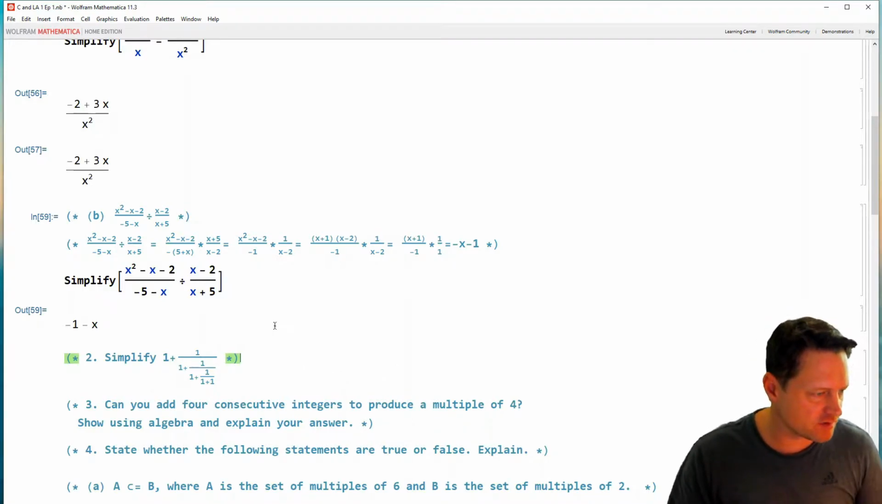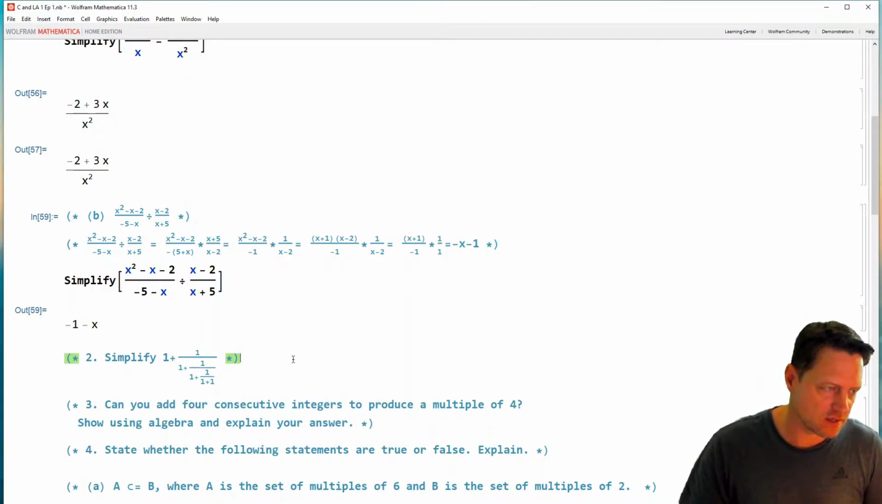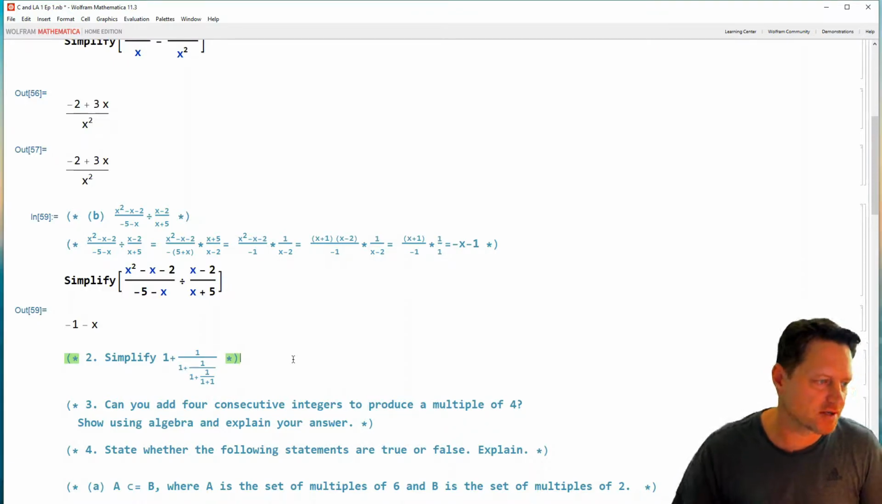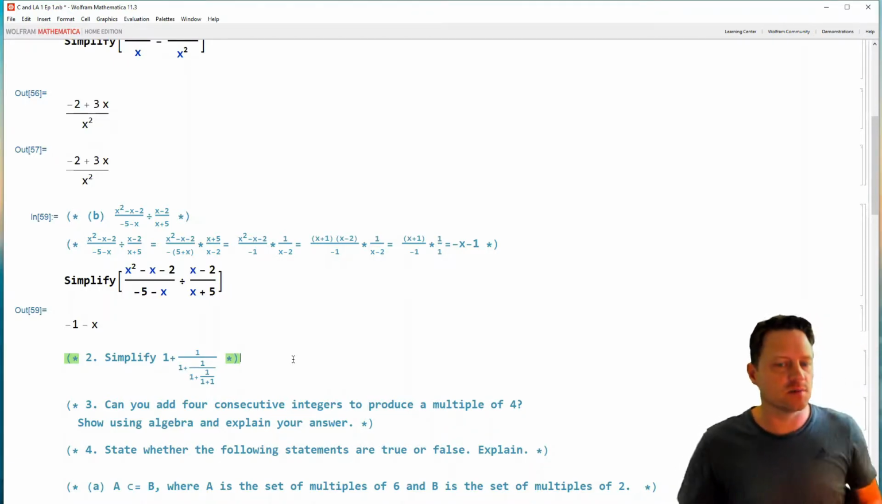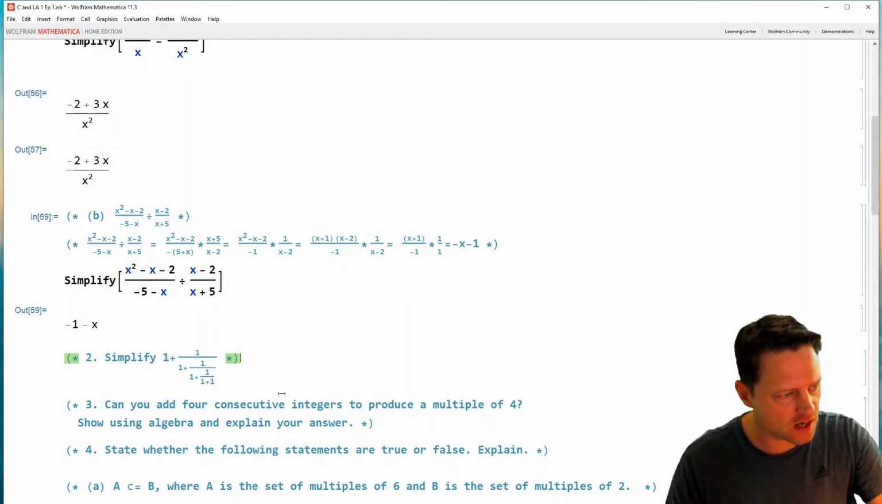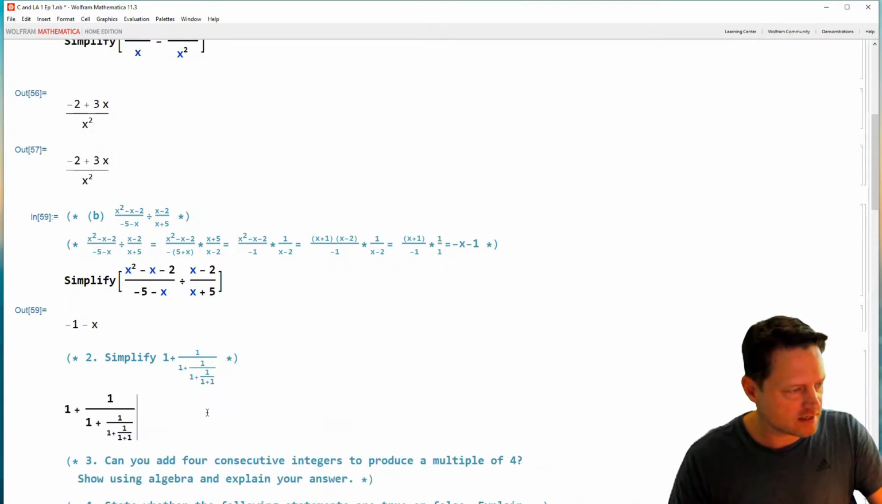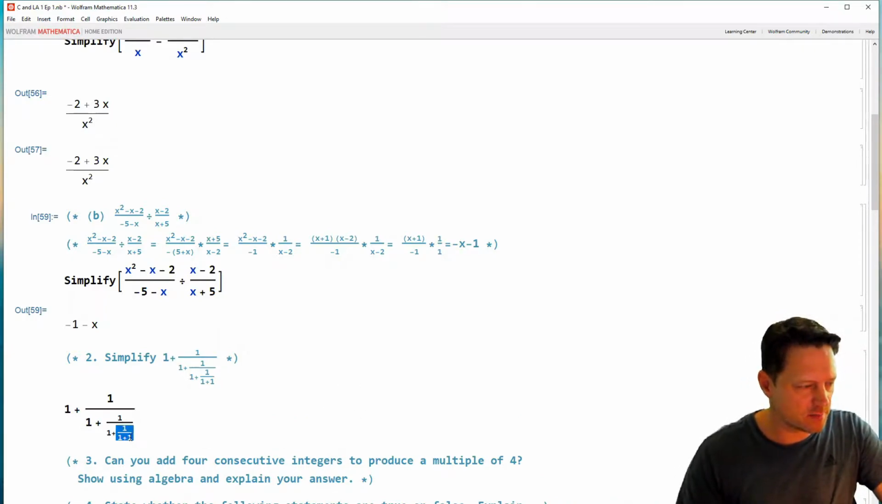Okay, so let's cut this now, and let's have a look at the next question. So this one says simplify this. Let's just call this a nested fraction. Okay, but actually it's a continued fraction, the continued fraction of a rational number. So how would we want to do this by hand? Okay, so we would probably start at the bottom.